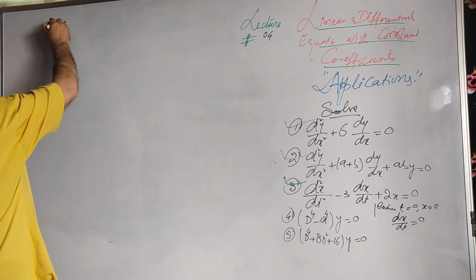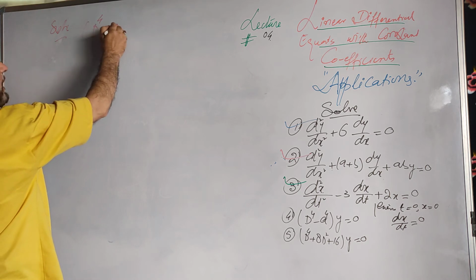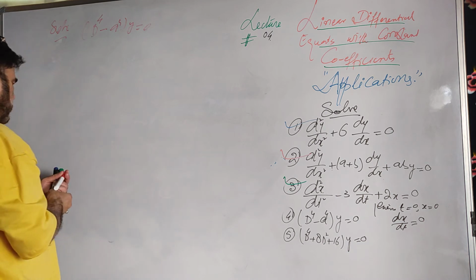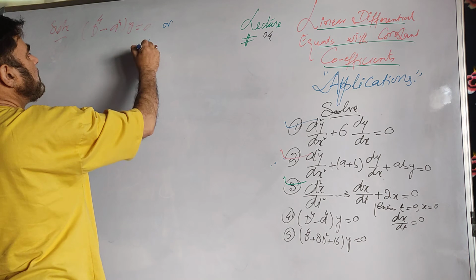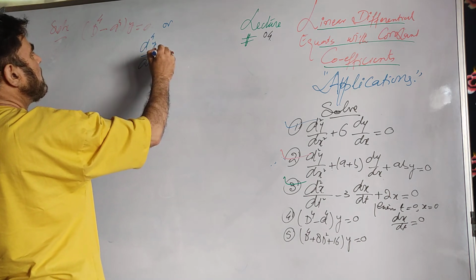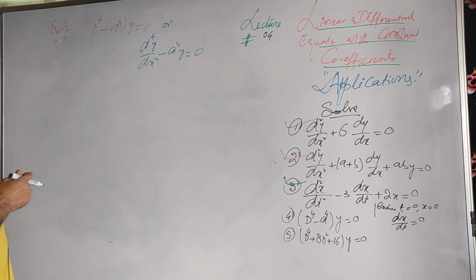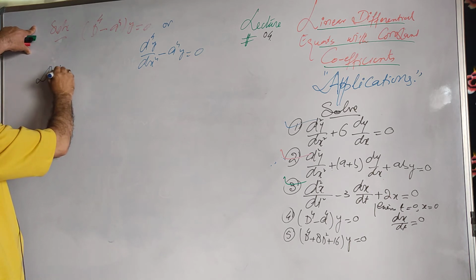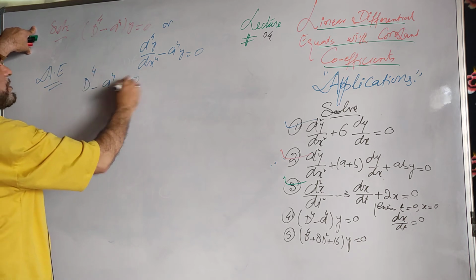Solve D4 minus a4 y is equal to 0. Actually this is your equation in this way also. It is the short form of this: d4y by dx4 minus a4y is equal to 0. It is this form. So symbolic form is given. What is the auxiliary equation? Auxiliary equation is D4 minus a4 equal to 0.